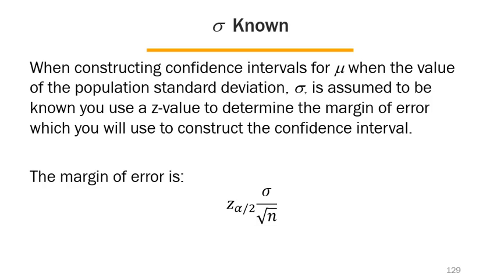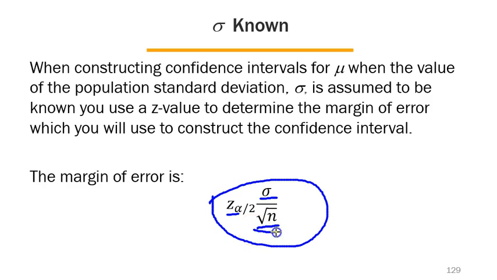So to go over these each, let's suppose that sigma is known. In constructing confidence intervals for mu, when the value of the population standard deviation sigma is assumed to be known, you can use a z-value to determine the margin of error. And here I've got the formula for the margin of error written out. It involves a z-value, it involves sigma, which in this case is assumed to be known, and the sample size, the square root of the sample size.